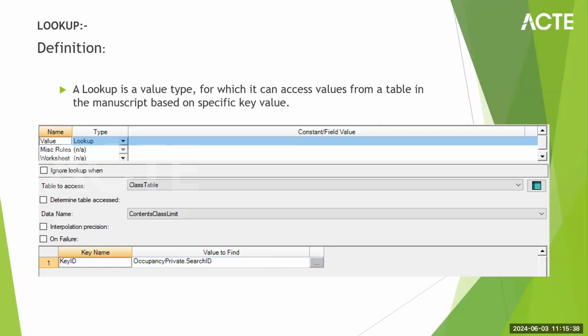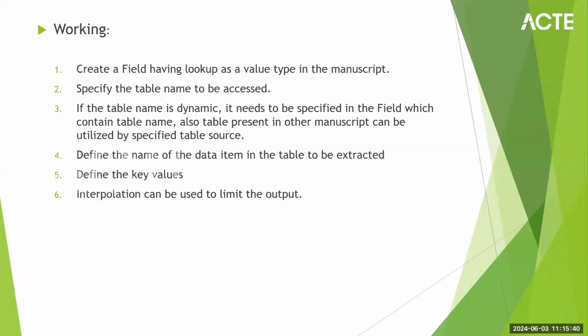How it works: create a field having lookup as a value type in the manuscript. Specify the table name to be accessed. If the table name is dynamic, then it just needs to be specified in the field which contains the name.